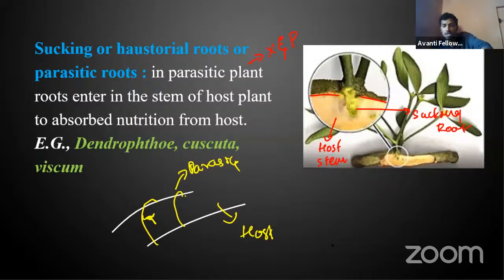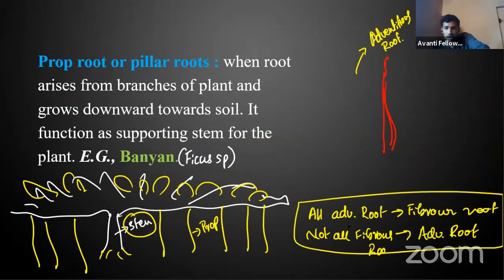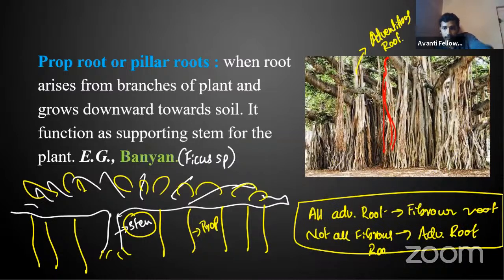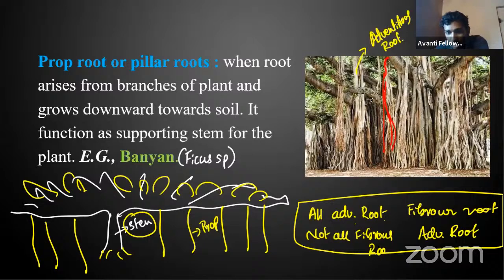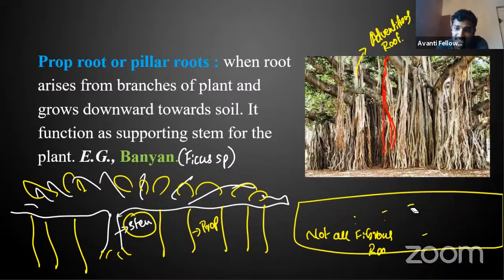Oh no, Maulya. Look here. Did I make a mistake or what? Oh sorry, I made a mistake, right? Nobody corrected, guys. Not all fibrous roots, all fibrous roots are adventitious roots. Not all adventitious roots are fibrous roots. Okay, sorry, you guys. I'm also in a hurry, right? I didn't see that. Sorry for the mistake. Thank you, Maulya.